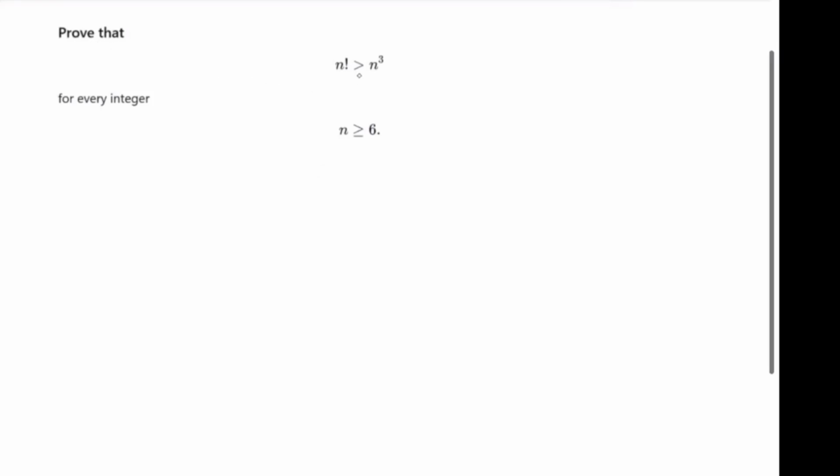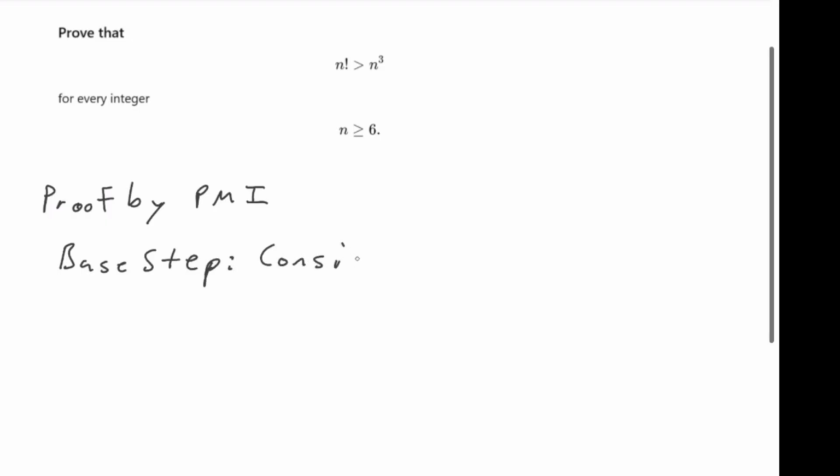So we're going to prove that n factorial is bigger than n cubed for every integer n bigger than or equal to 6. So we're going to do this proof by principle of mathematical induction. We are going to do our base step first, and we are going to consider P of 6, right? Because that's our first one.